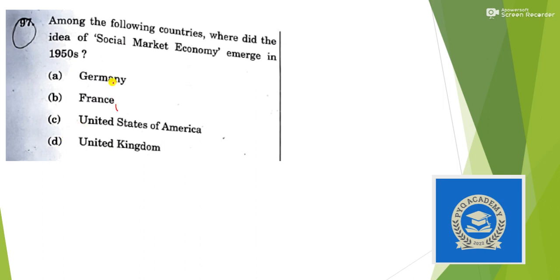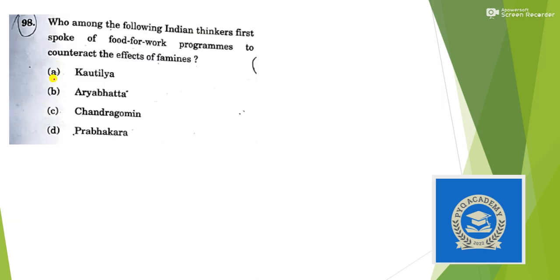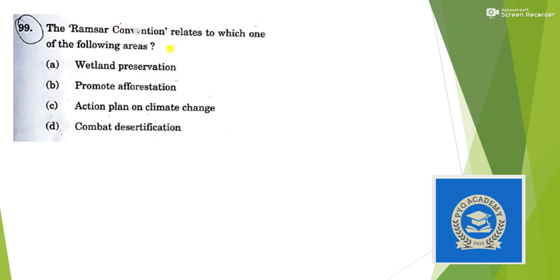Again, related to social market economy, so I think the answer should be option A, Germany. So these are some tough questions because these are not traditional questions. Which one of the following Indian thinkers first spoke of the food for work program? So I think it was Kautilya, option A. Next, Ramsar Convention, easy question.